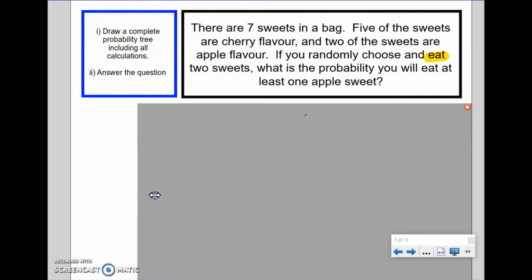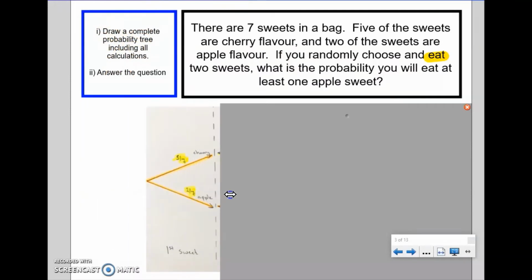For the first selection, for your first sweet, we have 2 options. We're either going to choose a cherry sweet, which is 5 out of 7. 5 cherry sweets out of 7 in the bag altogether. Or we're going to choose an apple sweet. 2 apples out of 7 sweets altogether. That's all well and good. 5 and 2 taken from the question, put into some fractions, some probabilities. Again, just double checking your maths. Those 2 fractions add up to 7 out of 7, 1 whole. So the branch adds up to 1 whole.